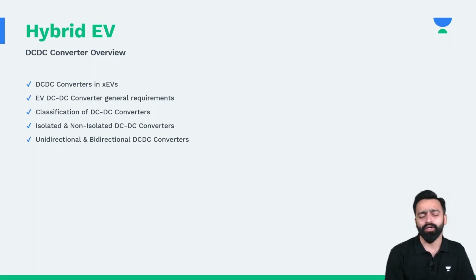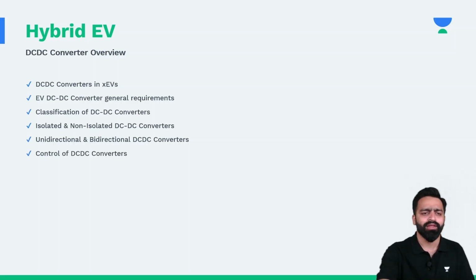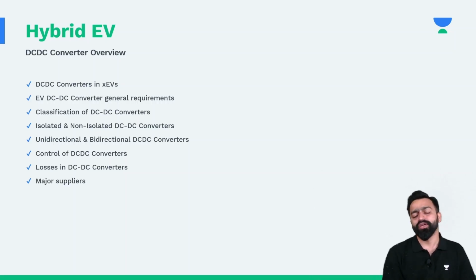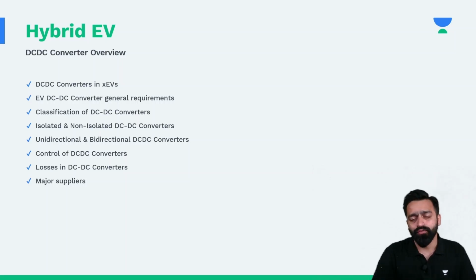Why bidirectional? Because in case of an electric vehicle, there is the regenerative braking phenomenon. So the motor also acts as a generator and power can flow in the reverse direction. So we have to understand the bidirectional DC to DC converters also. Then how we control the DC to DC converters, that is very important. And then losses in DC to DC converters. Further, we also have to understand what are the major suppliers that are providing the DC to DC converters for hybrid electric vehicles and electric vehicles.